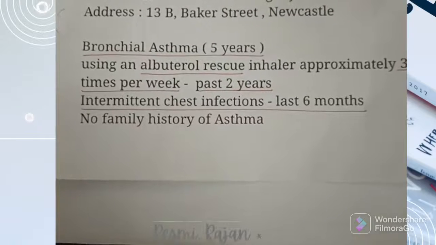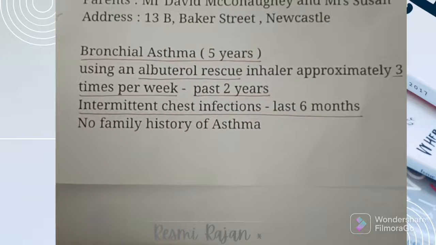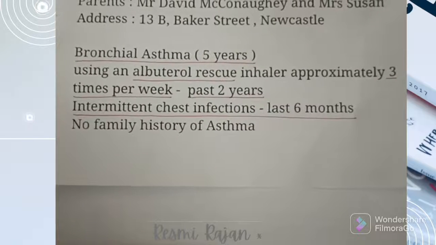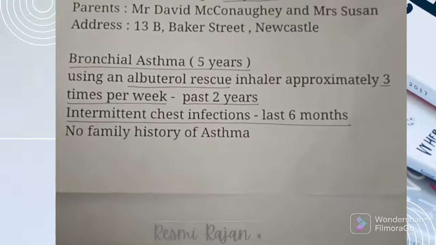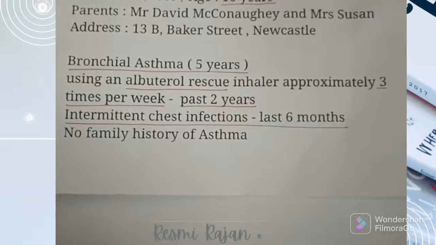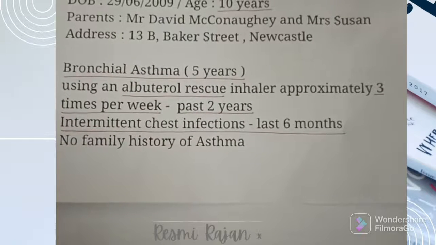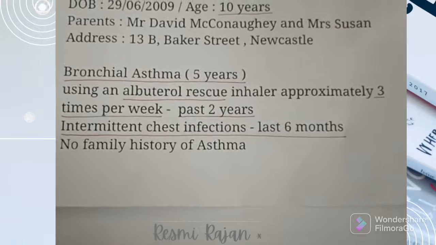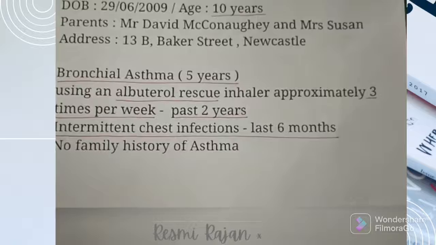This patient has bronchial asthma for the past 5 years. We have to underline: using an albuterol rescue inhaler approximately 3 times per week for the past 2 years. That also is important. Intermittent chest infections for the last 6 months, that one also is important. And this is semi-relevant data: we can write family history of asthma because it's related to asthma. So the things I underlined with red are relevant data.